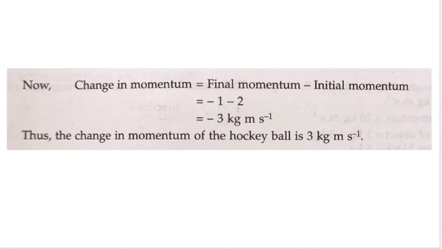Now to find the change in momentum. That is given by final momentum minus initial momentum. We got the final momentum as minus 1 and the initial momentum was 2. So, taking these values, we get minus 3 kg meter per second. Therefore, the change in momentum of the hockey ball is 3 kg meter per second.